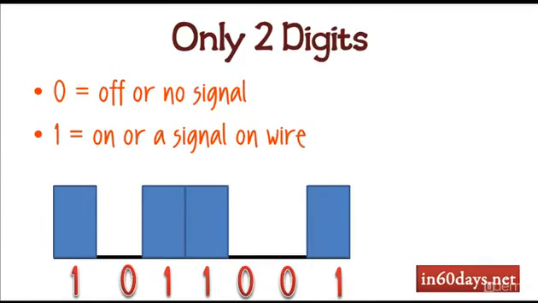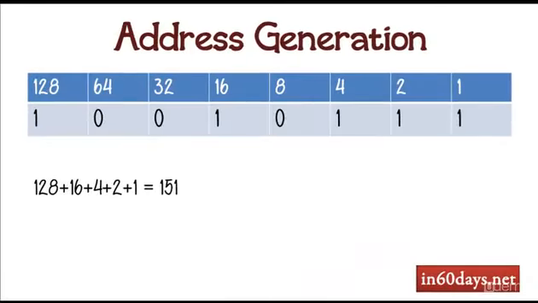Basic binary mathematics. Signals can only be on or off, so you can see here a signal on a wire, as I've represented with the bars on the graph, 1, 0, 1, 1, 0, 0, 1. These are the signals that are actually being read on the wire. Now we can create a very wide range of addresses using the decimal numbering system sitting on top of binary.